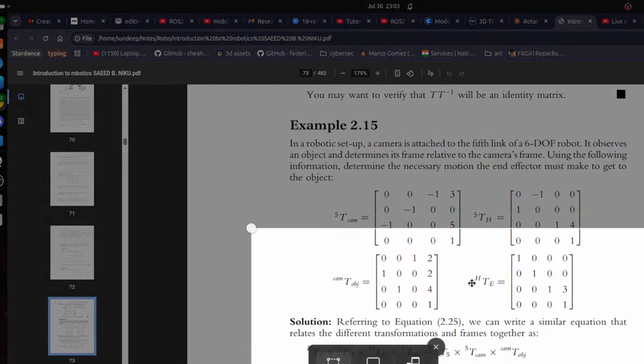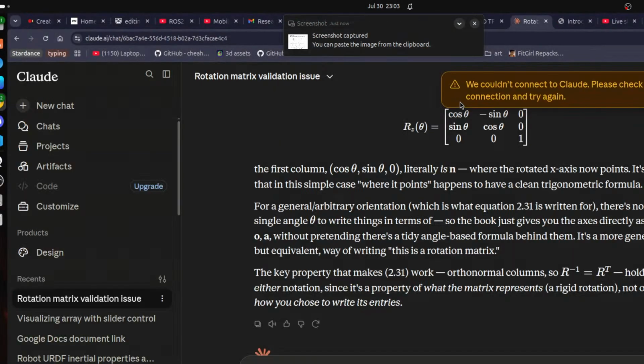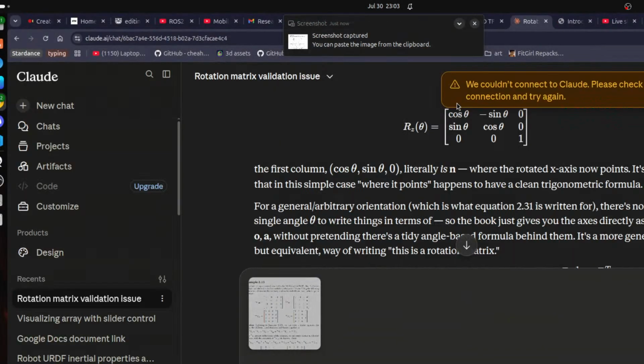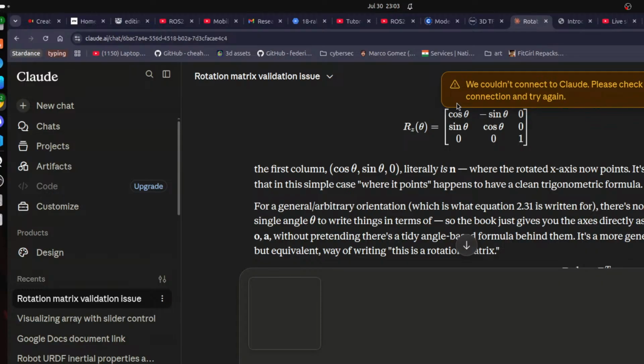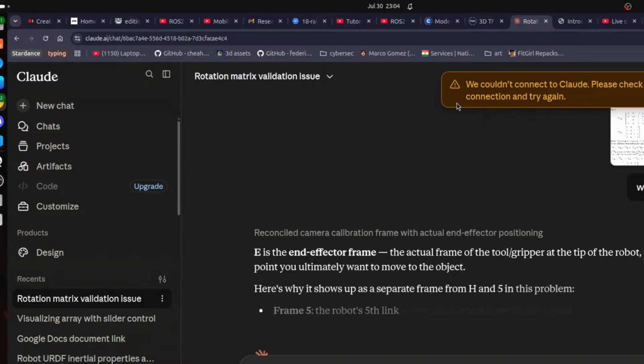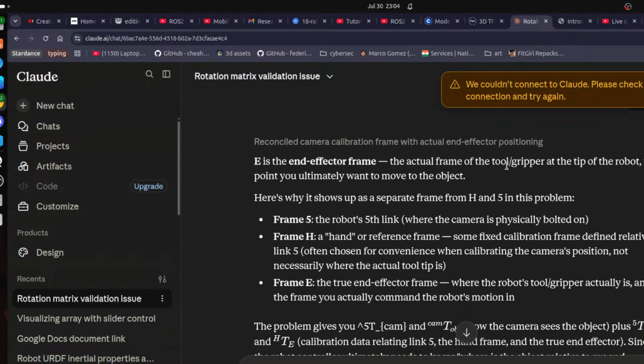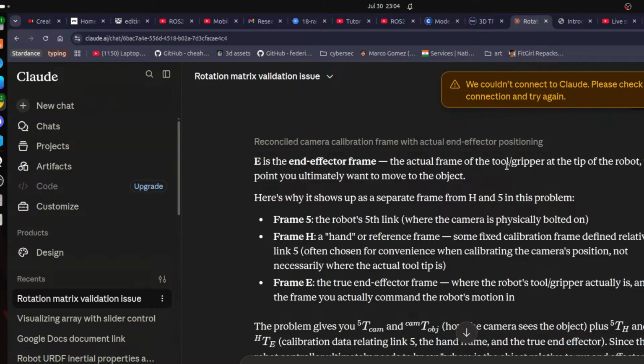Let's do it, I guess. What's E? E is the end effector frame. And what's H? H is the hand or reference frame of some fixed calibration frame, defined relative to link five.